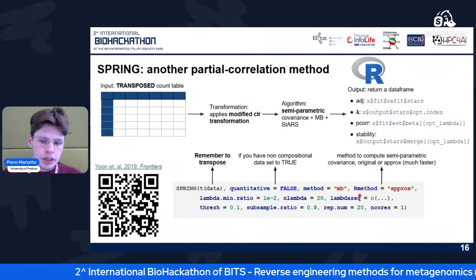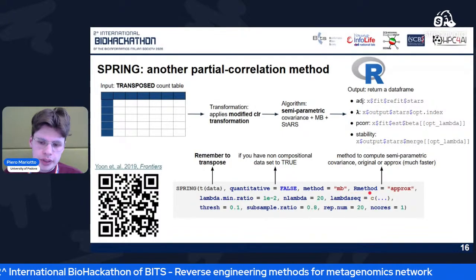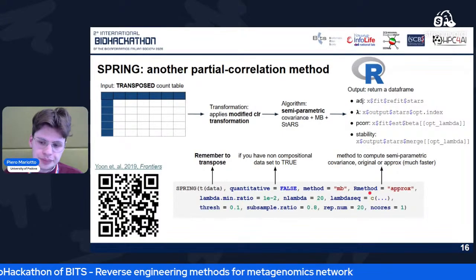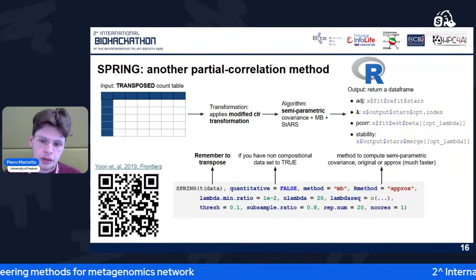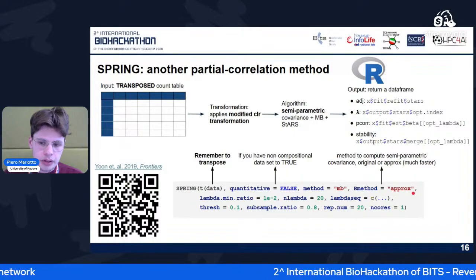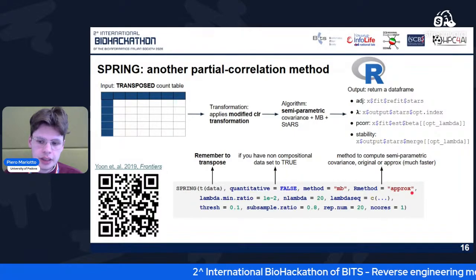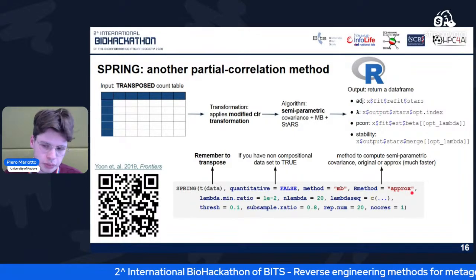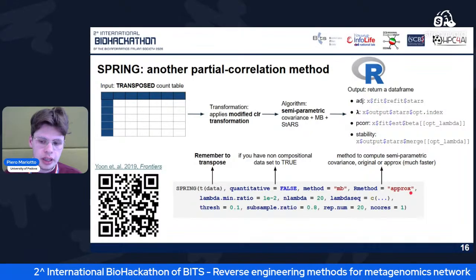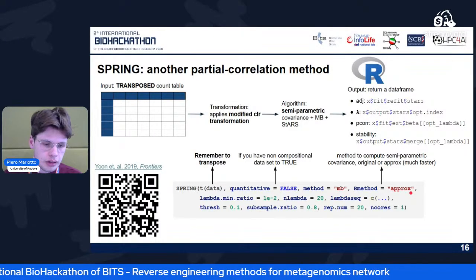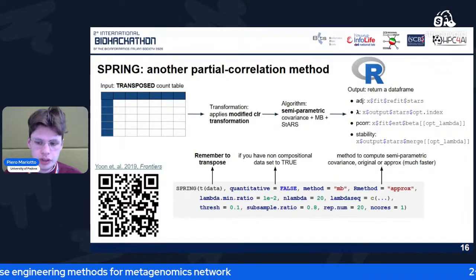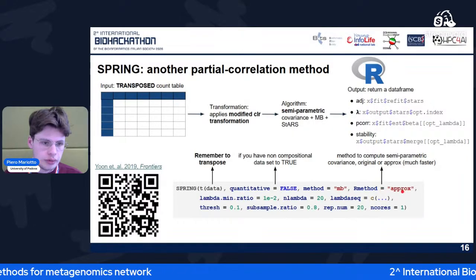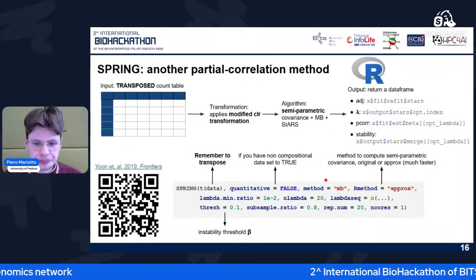Then there is a quite obscure, I would say, parameter, which is R method, which is the method used to compute the semi-parametric covariance matrix. There are two values for this parameter, original or approx. Approx is much faster, and usually the results do not vary much between original and approx. So I would suggest you leave it at approx if you want to use SPRING.